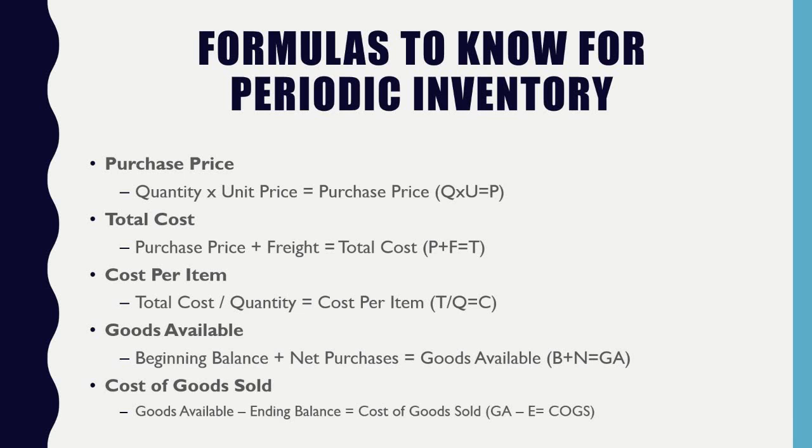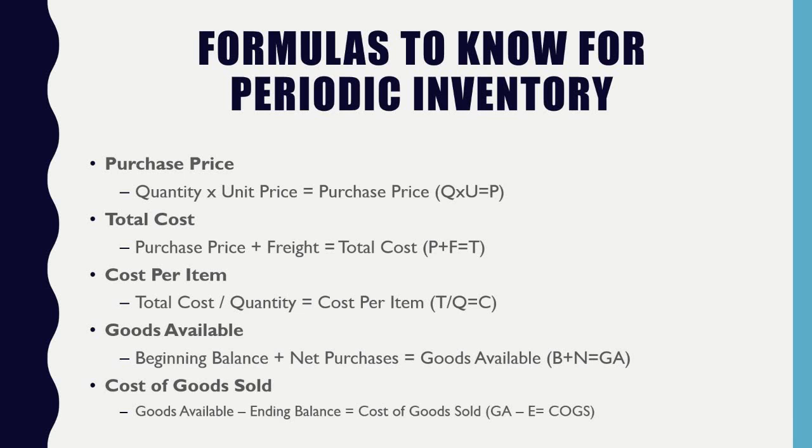Then, because you want your customers to cover all the costs of obtaining that item, you calculate what's called a cost per item, where you take your total cost and divide it by the quantity of that batch to get your total cost per item, okay? And then we'll talk about goods available, which is your beginning inventory plus your net purchases, which is the cost of goods available. We'll talk about that when we look at the actual inventory worksheet.